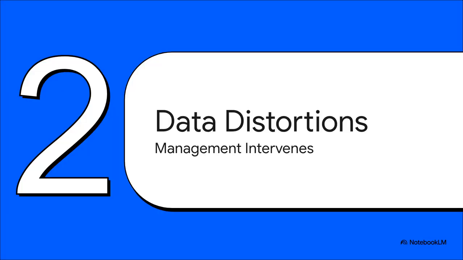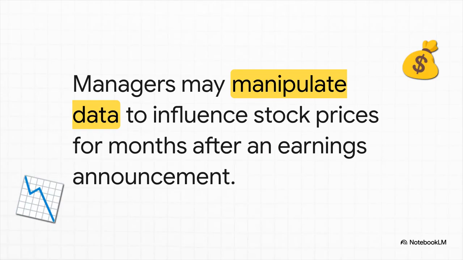Moving on to Section 2, data distortions and manipulation, when management intervenes. Studies consistently show a really strong relationship between accounting data and stock prices. In fact, it's pretty wild. A public company's stock price tends to just keep moving upward or downward for months after an earnings announcement, all based on whether that initial report was favorable or unfavorable. And because of this massive delayed effect, management has a huge, and I mean huge, incentive to manipulate the underlying accounting data to make sure those results look as good as humanly possible.